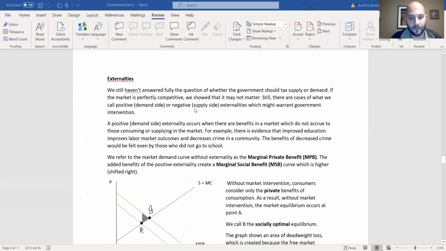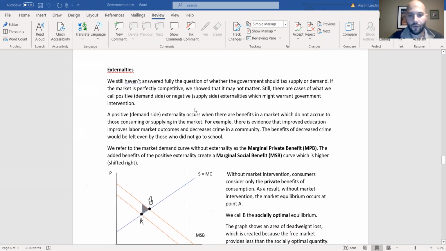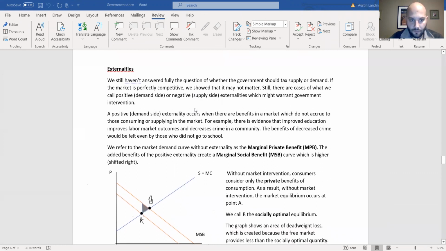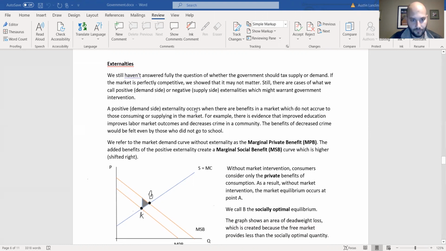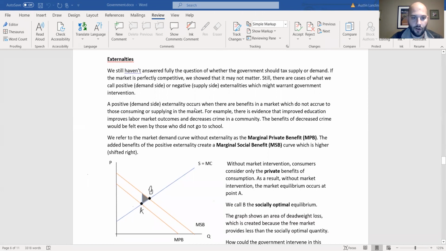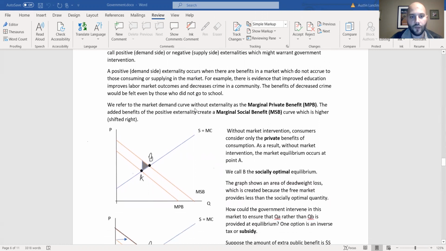of the tax. Right, so we still haven't fully answered the question of when we might want to tax demand or supply. We sort of said that the government doesn't want to intervene in a market where surplus is maximized, but we might have what we call market failures where surplus is actually not maximized in the competitive market. So one example of this is what we call a positive or demand side externality.